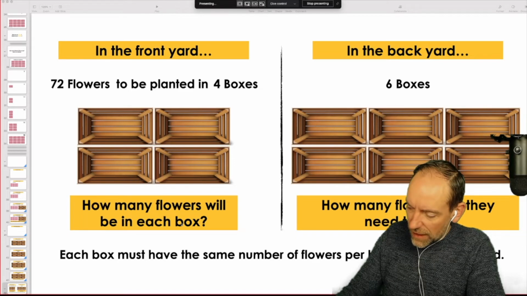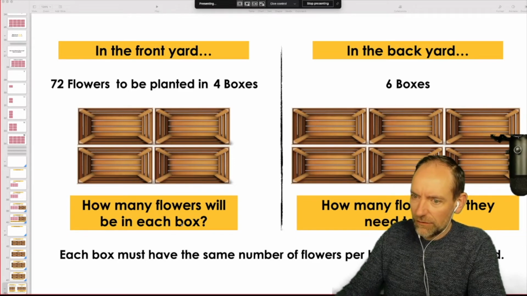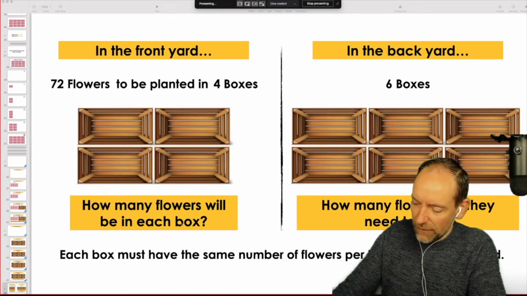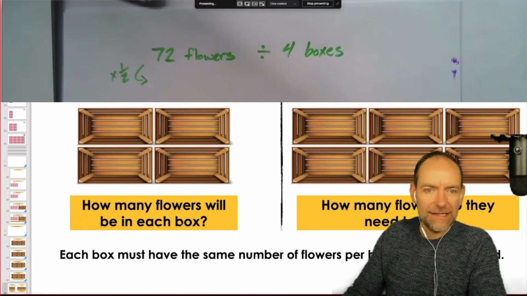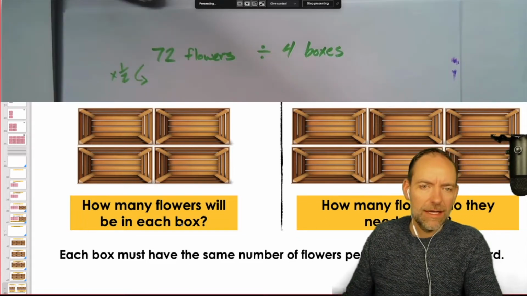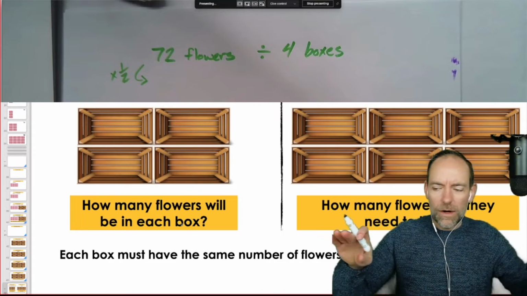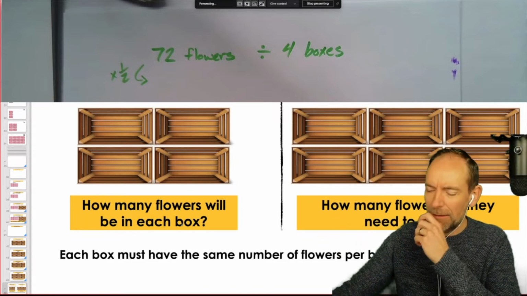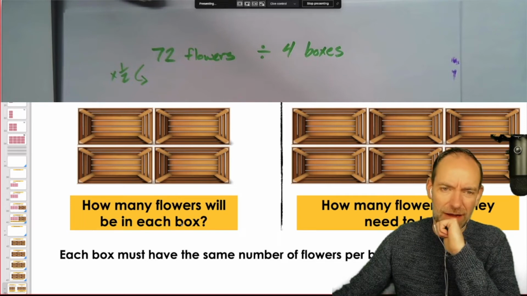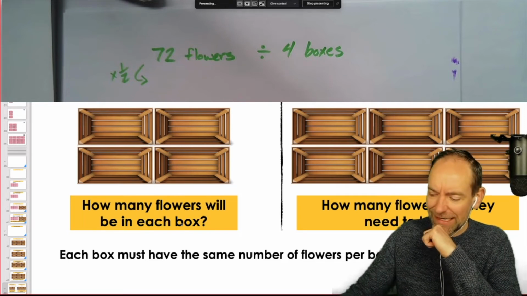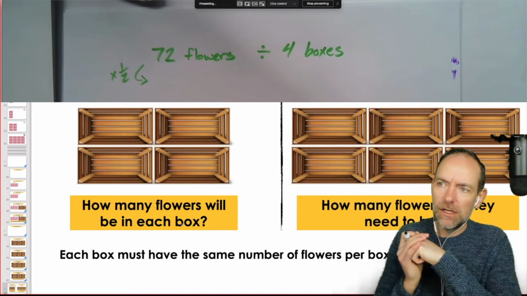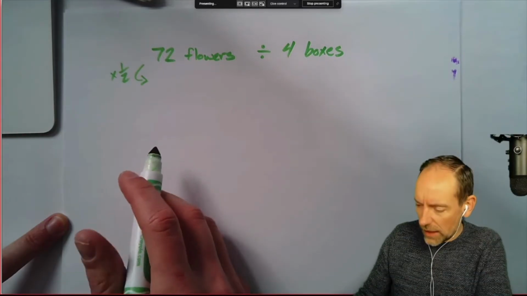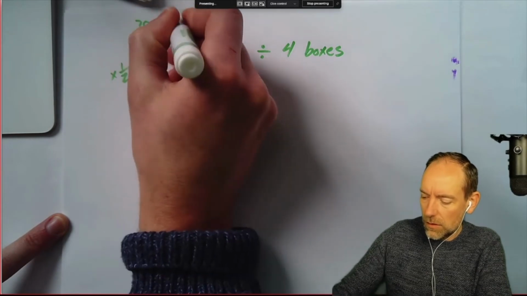Interesting. So what it suggests to you is, okay, well, if I was to half my 72 flowers into 2 groups, what am I going to have to do to my number of boxes then if I want to think about that? Well, first of all, what is half of 72 flowers? If I was to chop them right down the middle, what would that be? Okay, awesome.